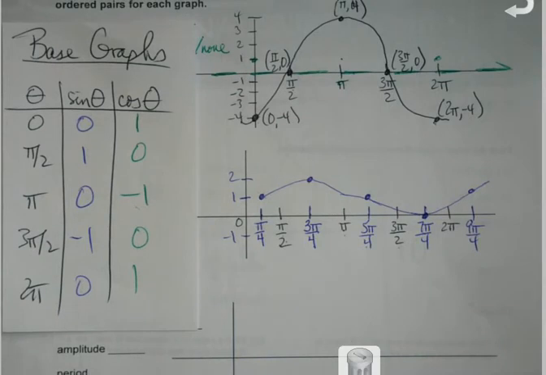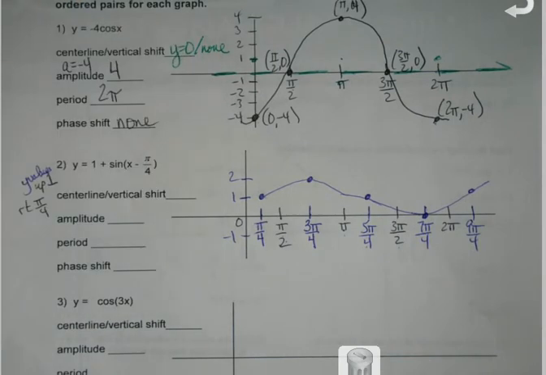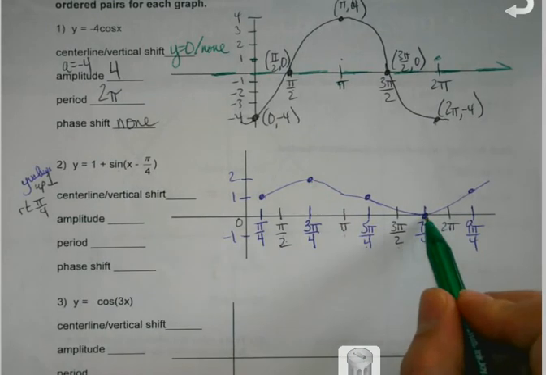But again, everything bases off those angles and these initial values. Once I have the picture, then it's much easier to come up with all of the information. Because now I can say, okay, well, let's see. My max is up here at 2. My min's down here at 0.